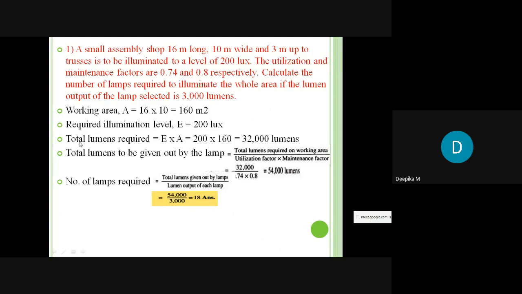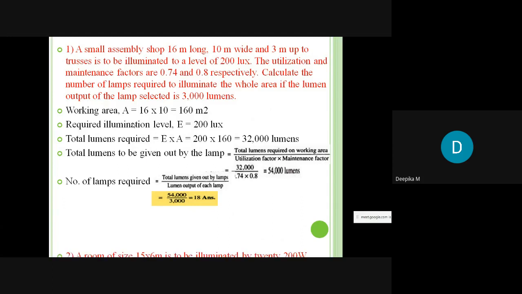Next, to calculate the total lumens on working area, we have a formula which is nothing but illumination into area. If we multiply these two things, then we will get the total lumens required. So like this, we are going to calculate the total lumens. Sorry, the number of lamps required.